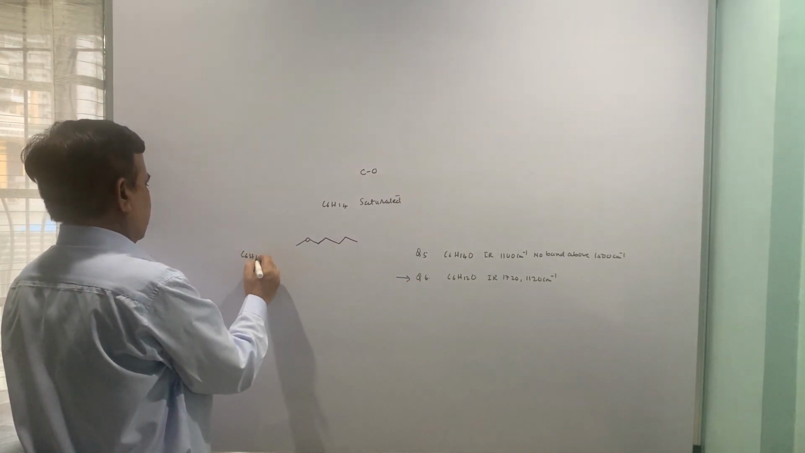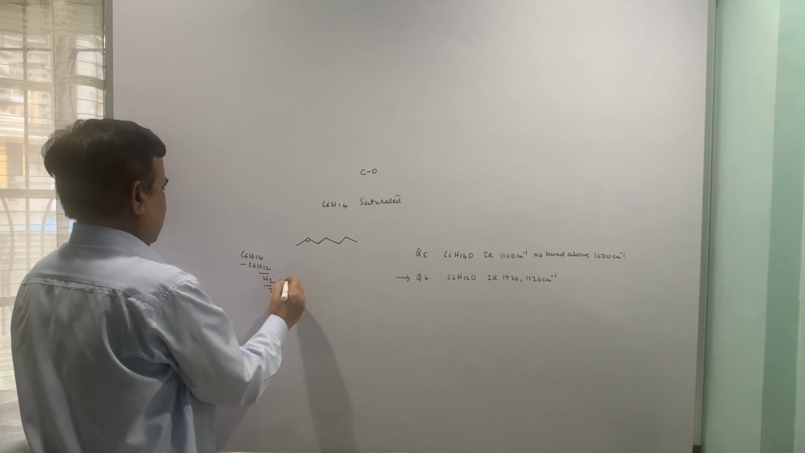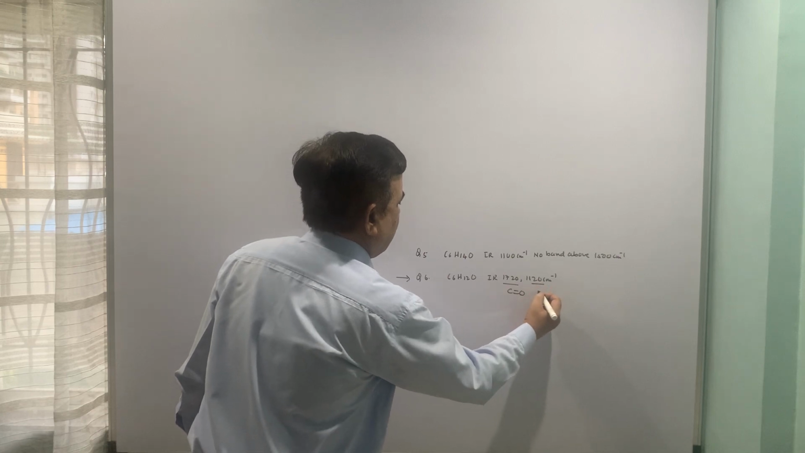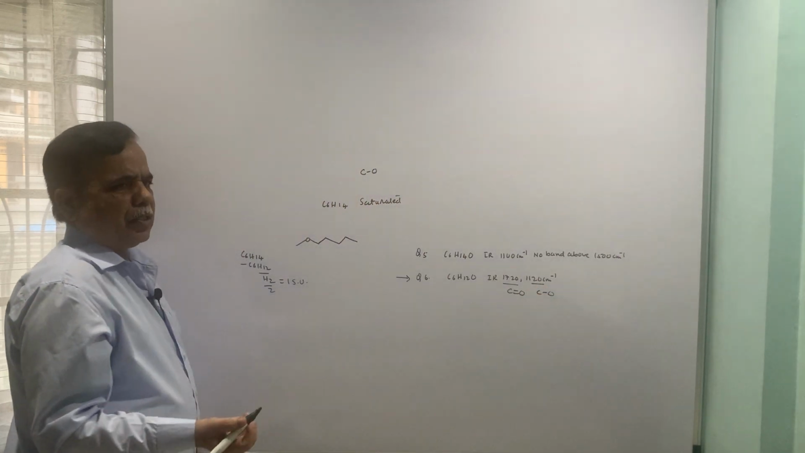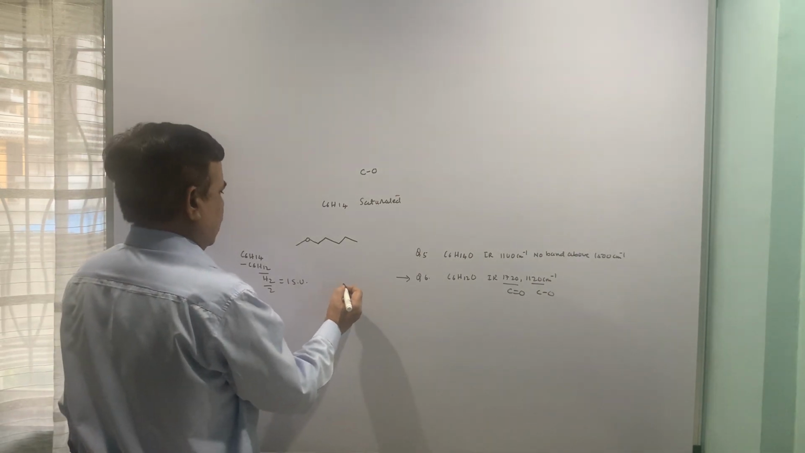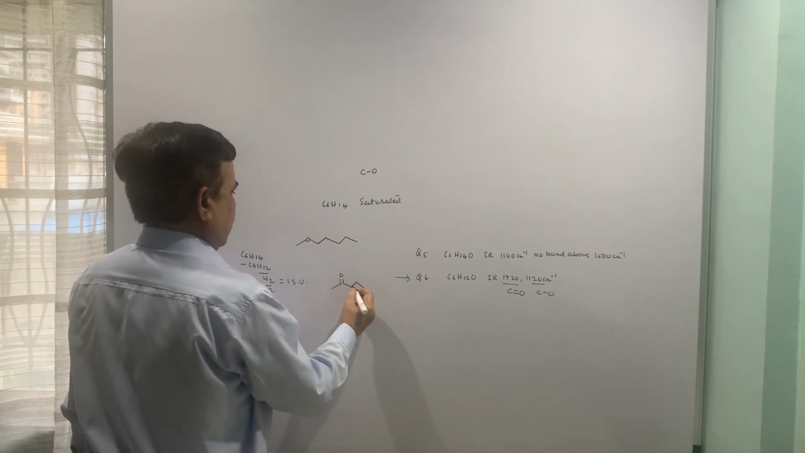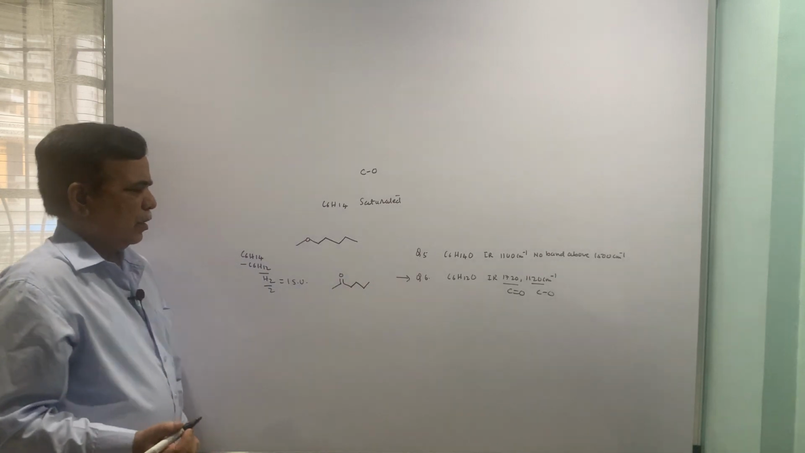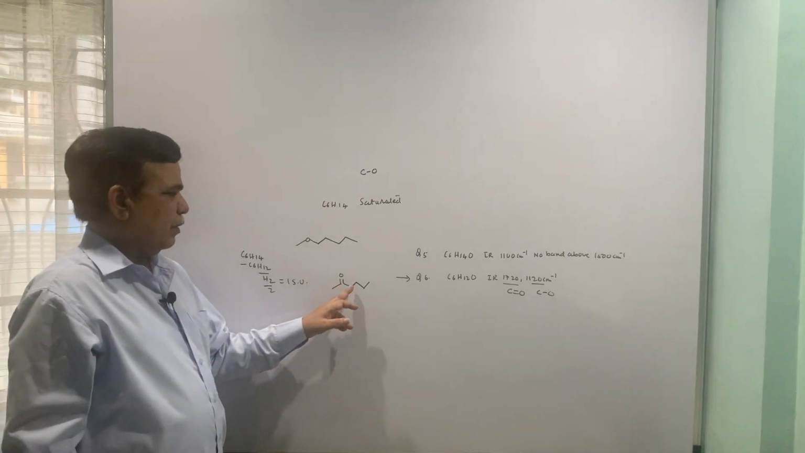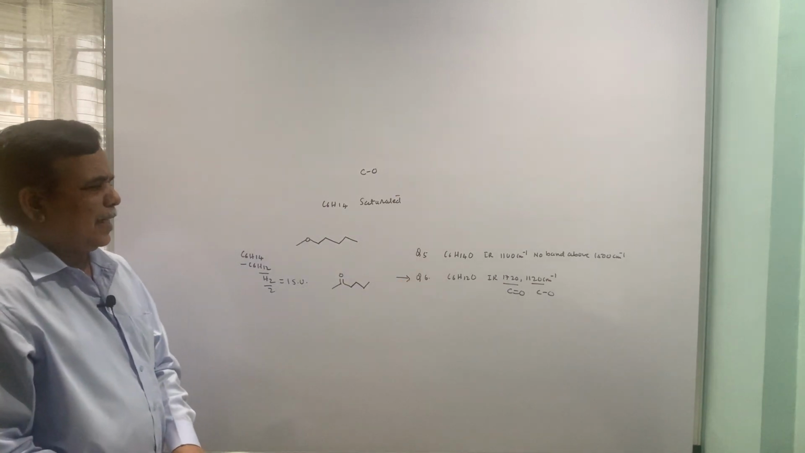C6H12O, C6H14 minus C6H12, so two hydrogen deficiencies there, so one site of unsaturation. This means carbonyl stretching of a ketone. This is C=O, because the carbonyl group has two frequencies, one for the double bond, another for the single bond. 1, 2, 3, 4, 5 and 6. So this is 2-hexanone, 1, 2, 3, 4, 5, 6, 2-hexanone. That is the answer for the second example.